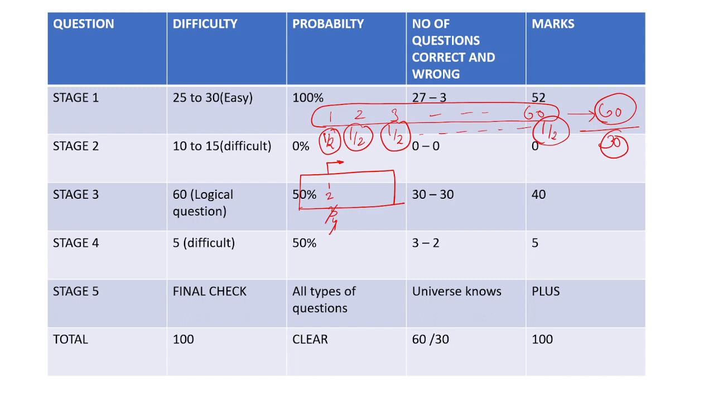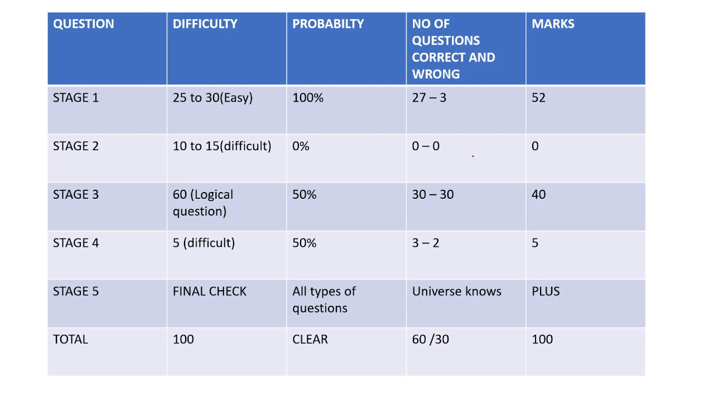the question is difficult. That means zero probability of clearing. That is guesswork. But if you are able to eliminate two options, that means you have a half probability. That is 1 by 2 probability of getting that question right. And if you do 60 questions, that means 30 questions you can get right. This is the point. So let us assume you get 30 questions right, 30 questions wrong.